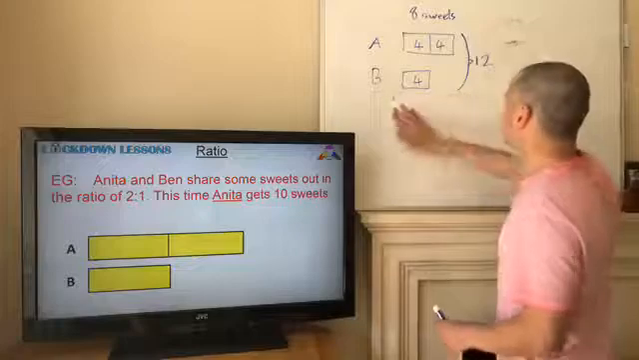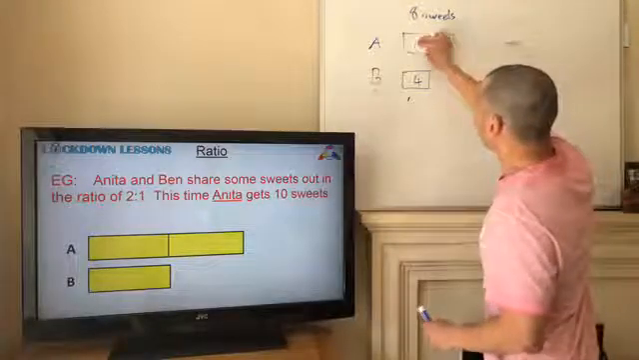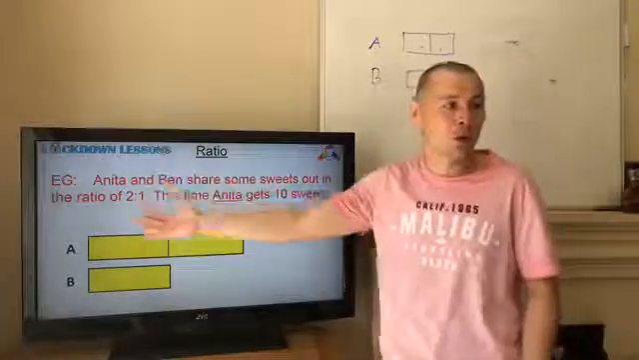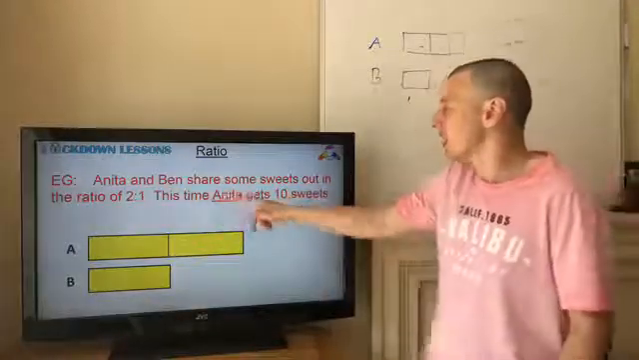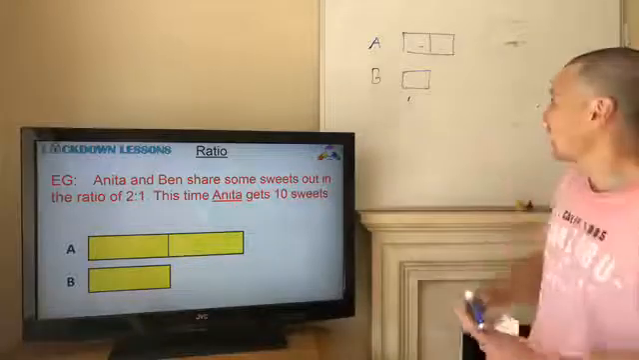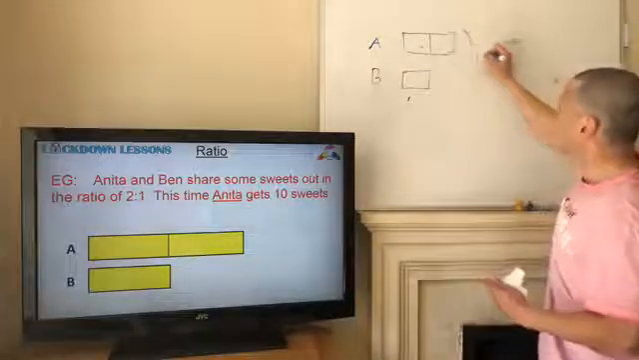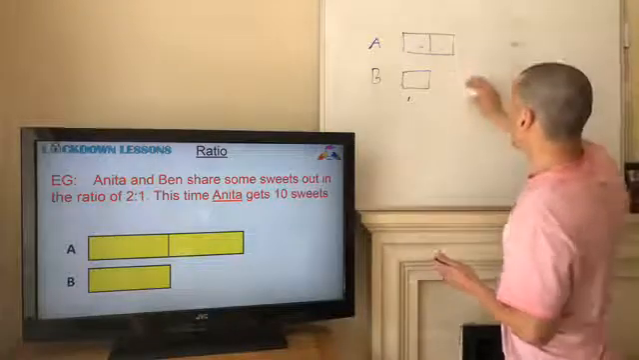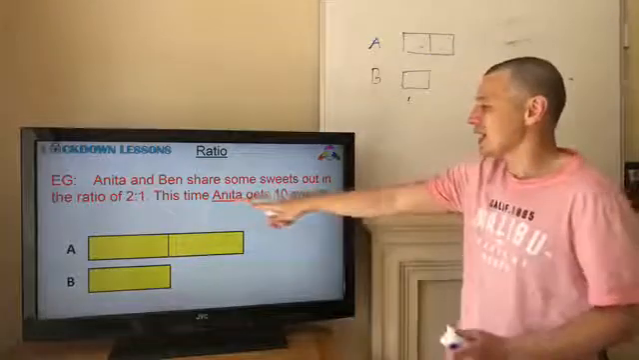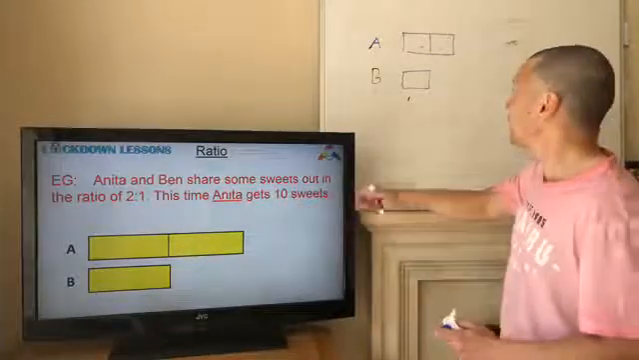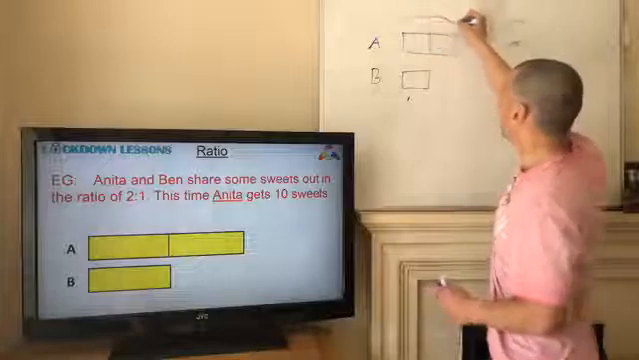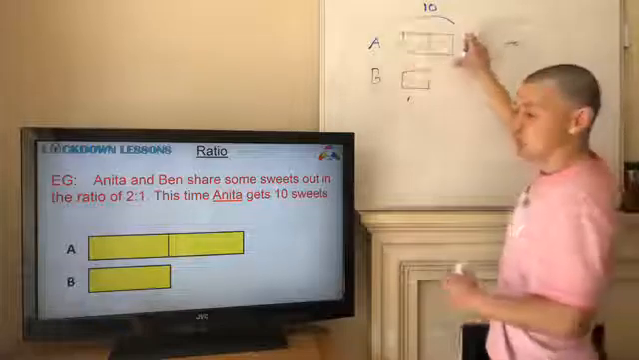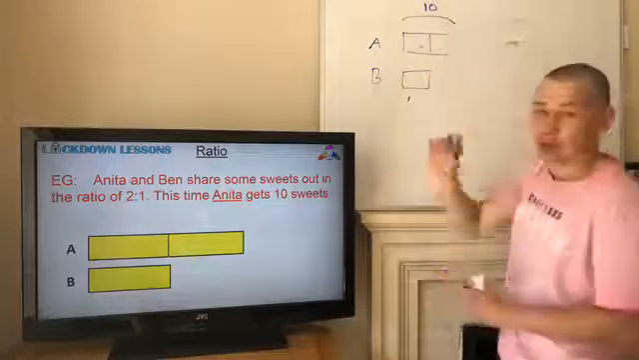So this next one looks identical to start with. Okay, so Anita and Ben share some sweets in the ratio of 2 to 1. Same question. This time Anita gets 10 sweets. Now the mistake here will be to do the same thing and put 10 there. That is wrong. You don't want to do that in this question because you're not reading it properly. It says Anita gets 10 sweets. So the 10 this time is going to go on those two boxes. Those are Anita's sweets, so it's 10 for those two.